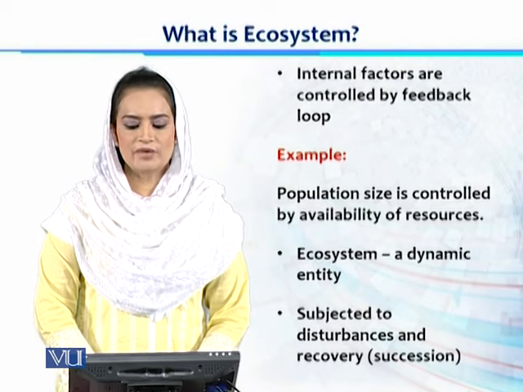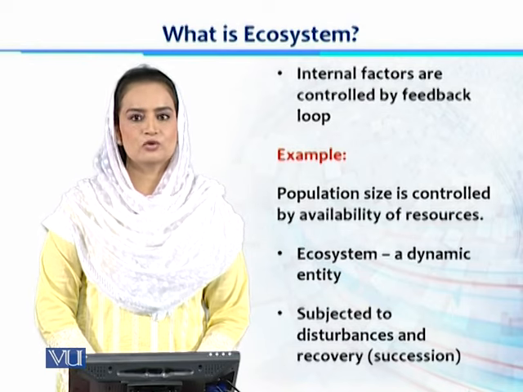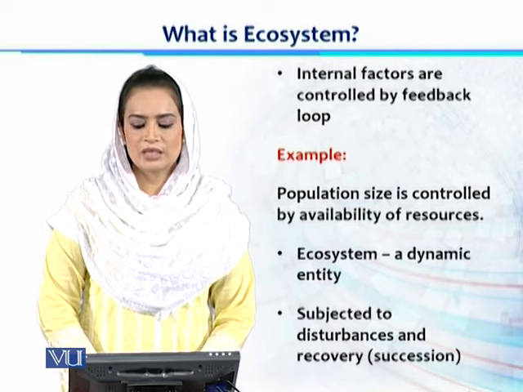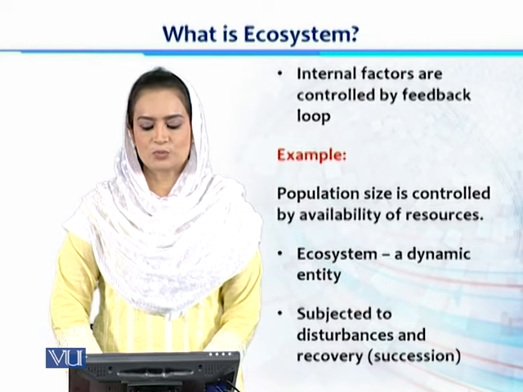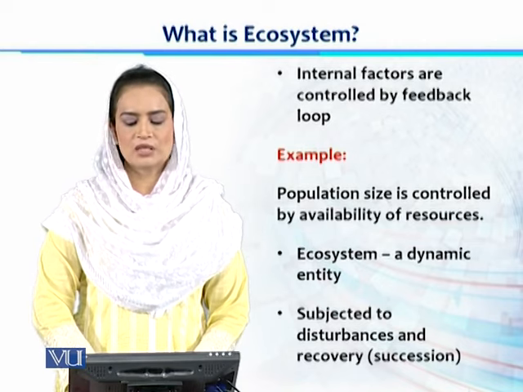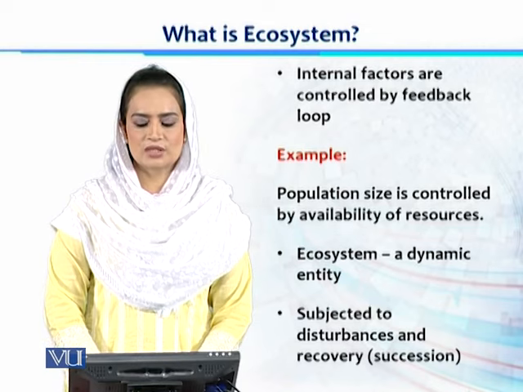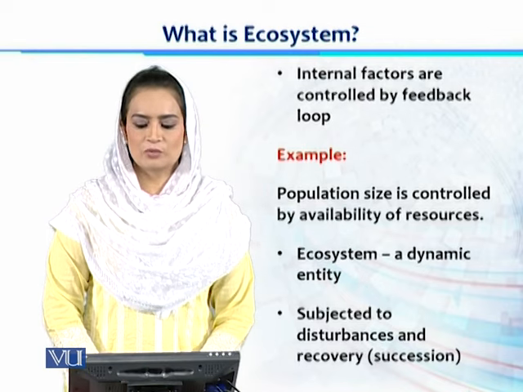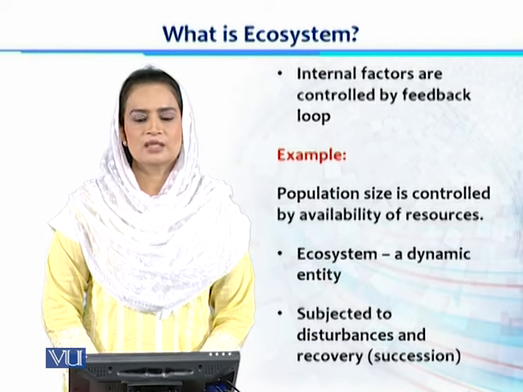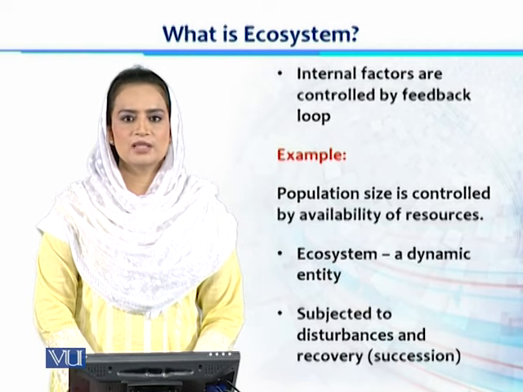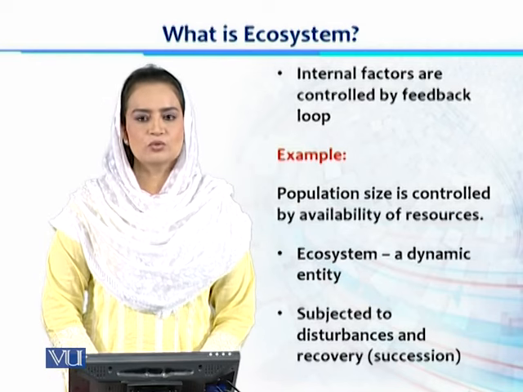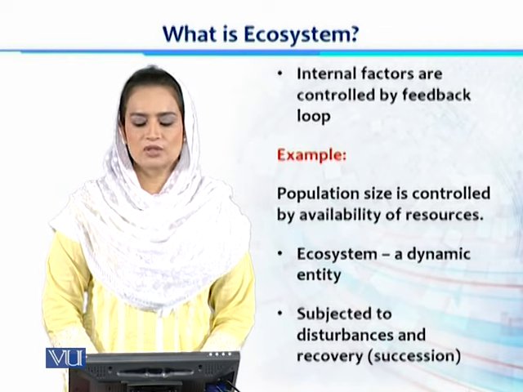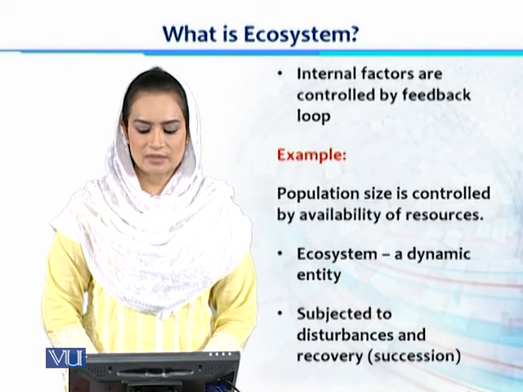So these internal factors are actually controlled by a feedback loop other than the external factors or the physical factors of an ecosystem. This feedback loop can be explained as follows: if the population size of one species is increasing by utilizing the resources, it puts pressure on the food and shelter, all the available resources for that particular species. Reduction in the availability of these resources will ultimately reduce the population size of that particular species through that feedback loop. Or we could say it is a negative feedback mechanism.